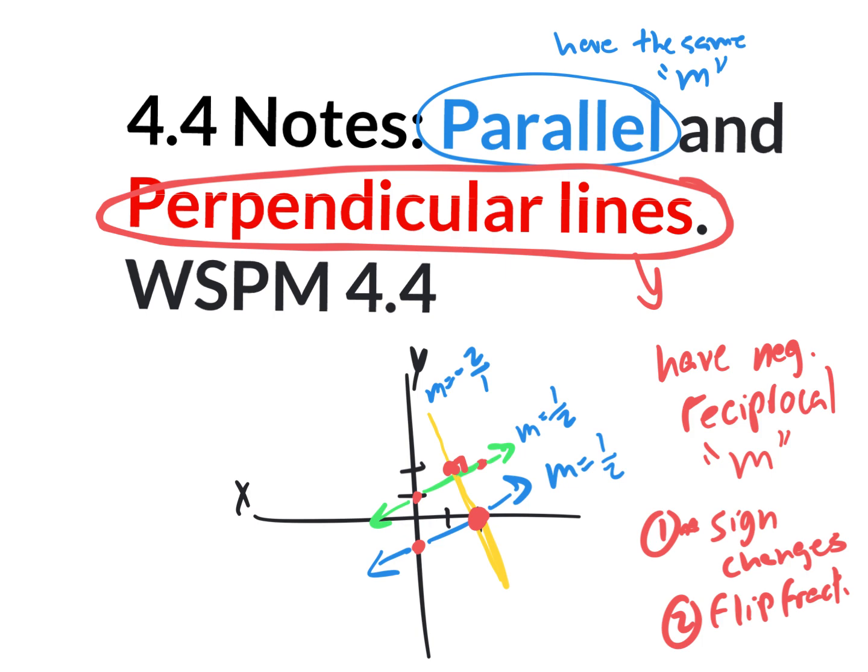Okay, so the sign changes and you flip the fraction. So the slope negative 2 over 1, if you wanted the slope of the perpendicular line, you would change it to a positive and flip the fraction, which would become a positive 1/2. Okay? And like I said, that's the entire lesson in a nutshell.